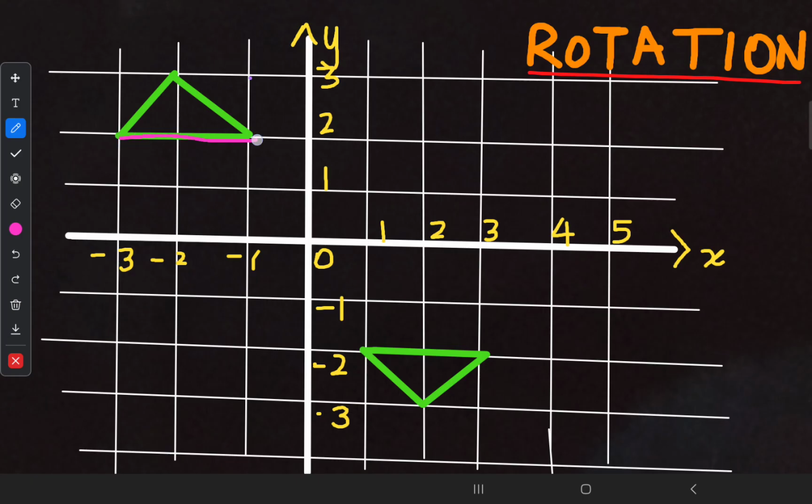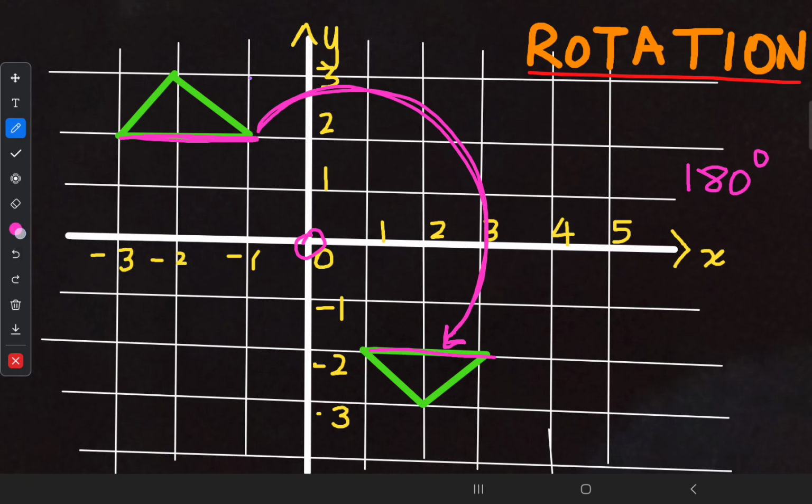Here we can use this line. This line is coming like this, and it became like this. So the angle of rotation is 180 degrees. First of all, you should think about this. The angle of rotation is 180 degrees. With respect to the origin only, this is rotating.